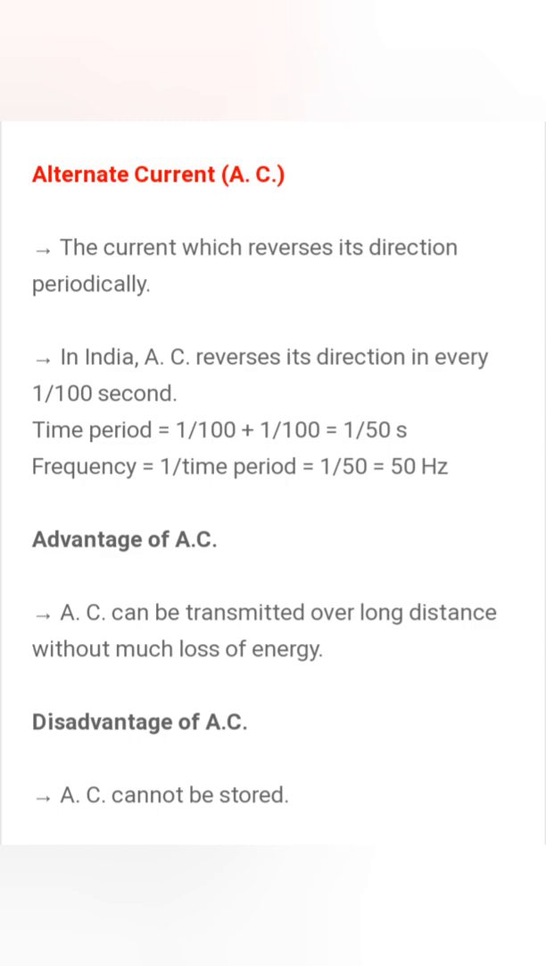Now, what are the advantages of the AC generator? It can be transmitted over long distances without much loss of power. And the disadvantage is it cannot be stored.